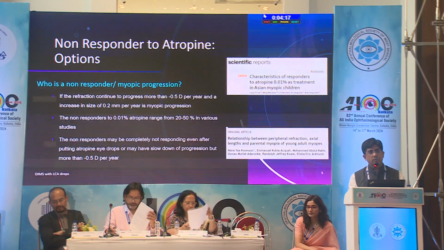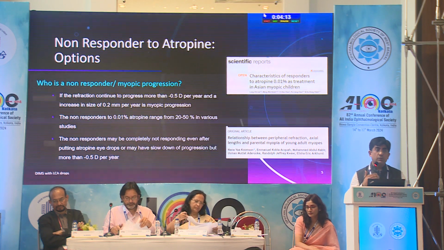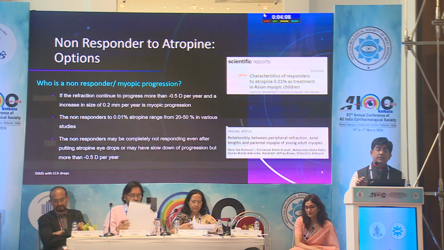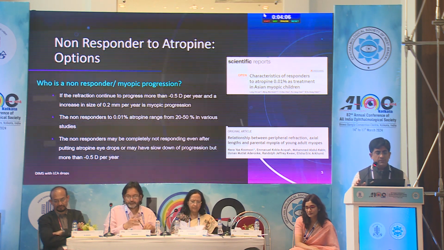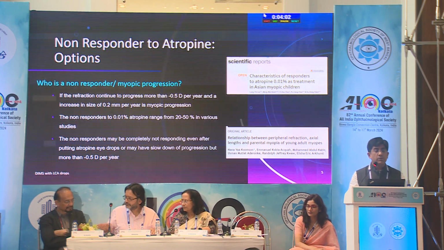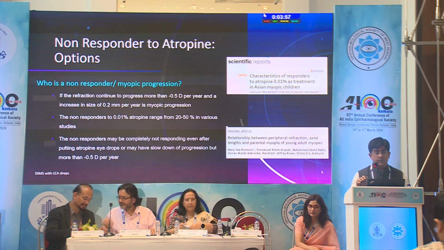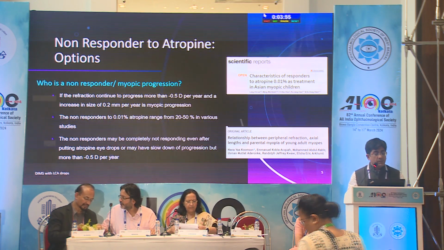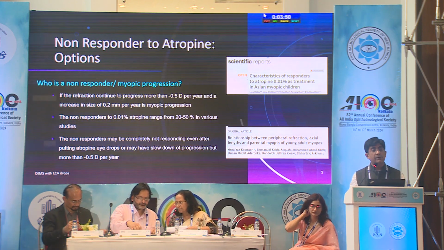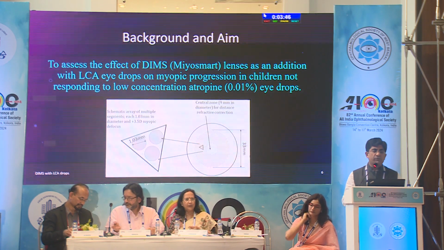Who is a non-responder to atropine? Any child whose refraction continues to progress despite good compliance, by more than 0.5 diopter per year, with an increase in axial length of 0.2 millimeters, has myopic progression, or is a non-responder. The non-responders to 0.01% atropine range from 20 to 50% in various studies. The non-responders may not respond at all even after putting atropine drops, or may have slowed down progression, yet continue beyond 0.5 diopter.